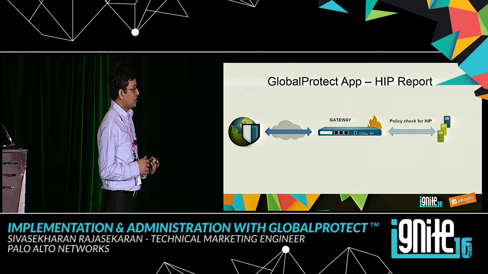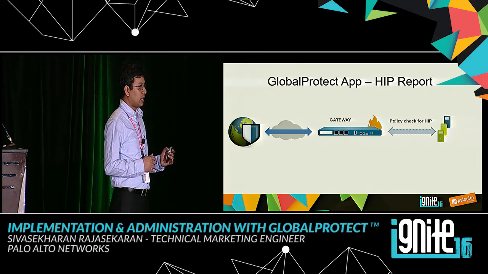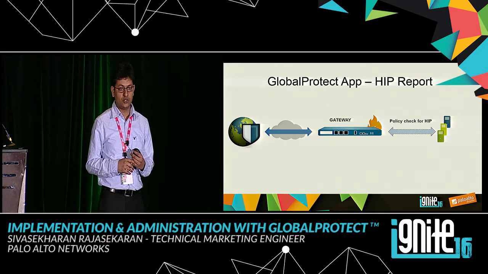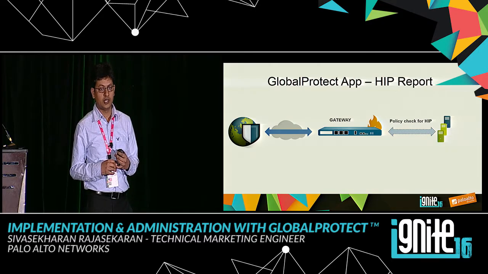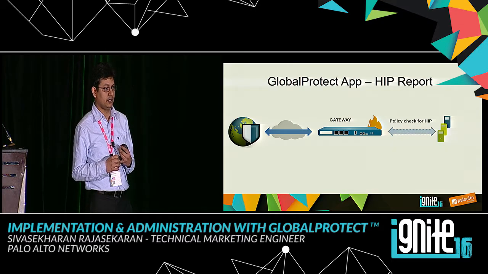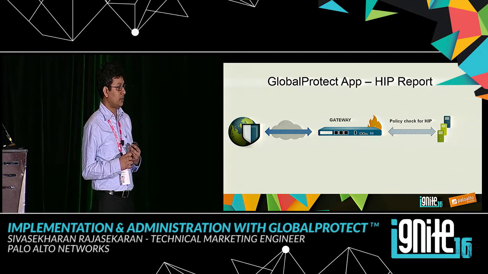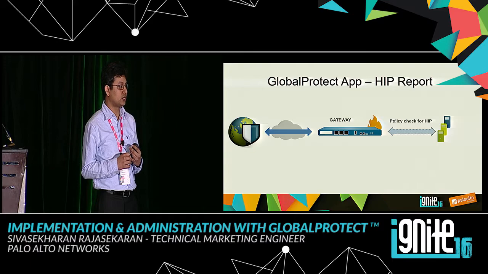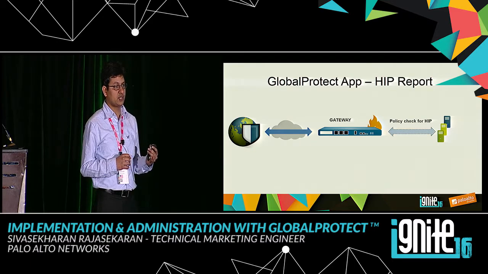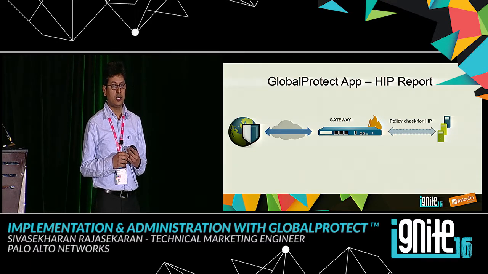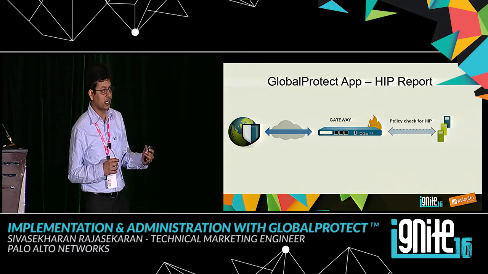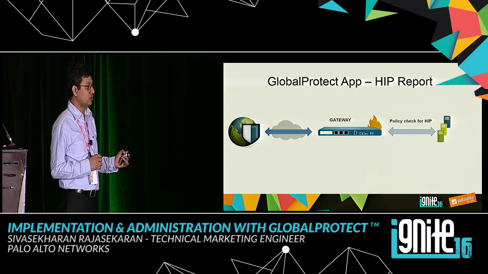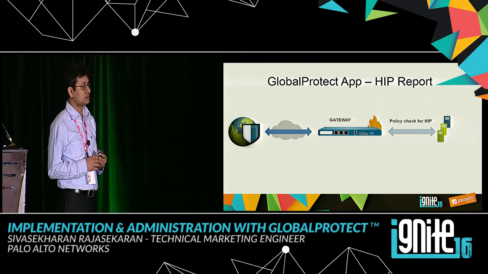The host information profile that is collected by the client and reported back to the gateway is not used for deciding whether the user can connect to the gateway or not. It is not a connection determining thing. The HIP report is used only in the security policies, meaning the HIP report would be used to decide whether the user can access a particular resource or not. It will not determine whether the user can get connected and establish a VPN tunnel. It will only be used to decide whether a user can access a resource or not.